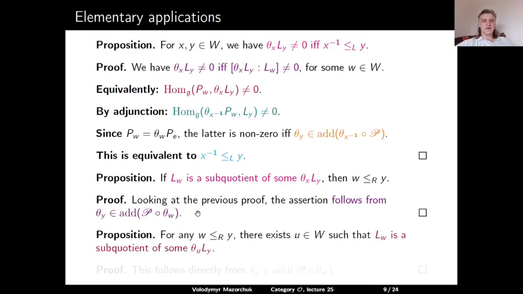And finally, the observation: for any w which is right less than or equal to y, there is u in W such that Lw is a subquotient of some theta u Ly. And this again follows directly from this description that theta y belongs to the additive closure of P after theta w. So we find some theta u in P which does this job.